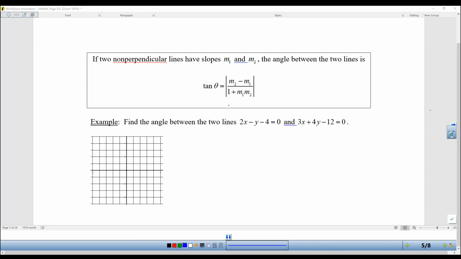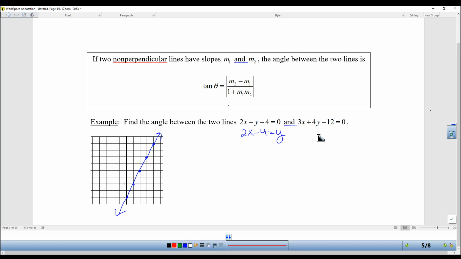Next one. New formula. If two non-perpendicular lines have slopes m1 and m2, the angle between the two lines is given by this formula. So they've made your life really difficult just to practice some math from the beginning of the year, get you ready for your final. So I'm going to move the y to the other side. I know 1 point is (0, -4), and it has a slope of 2. So I graph that.